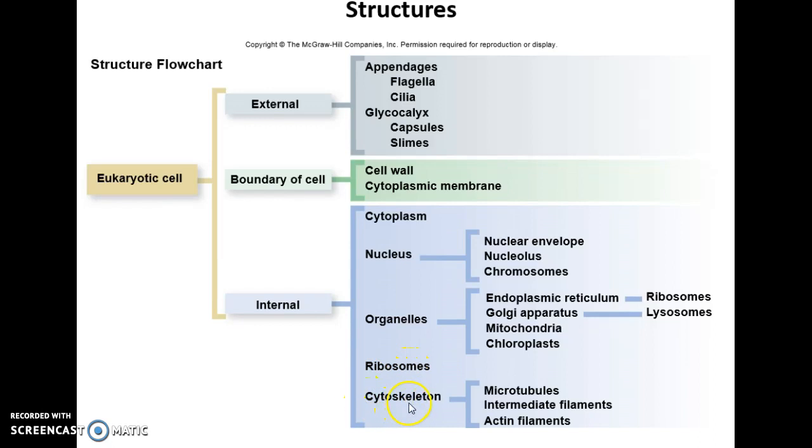And then the cytoskeleton, depending on the type of cell, will depend on the extent of the cytoskeleton, and there are three major components: microtubules, intermediate filaments, and actin filaments. All right, so specifically look at your objectives as to understand what you need to know about the function of these different components within the cell.